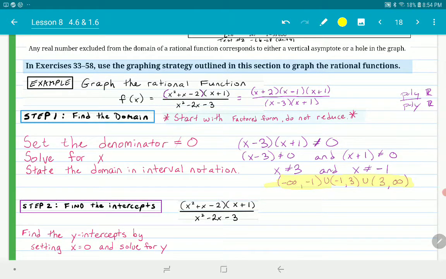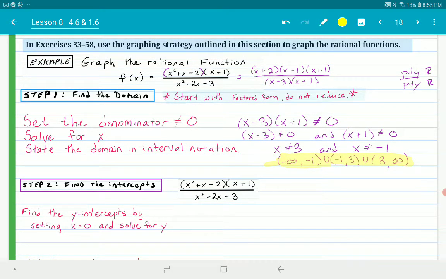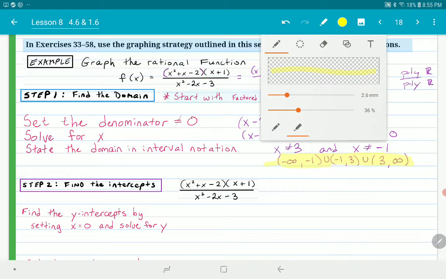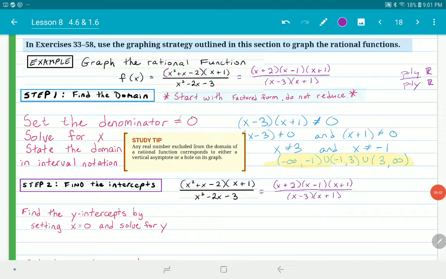All right, so my next step is to find the intercepts. So I know if I have a y-intercept, I will only have one y-intercept because it is a function, right? So if I have the input of x equals 0, I will have no more than one y. I'm going to do this part in purple. I'm going to try to color code my steps.